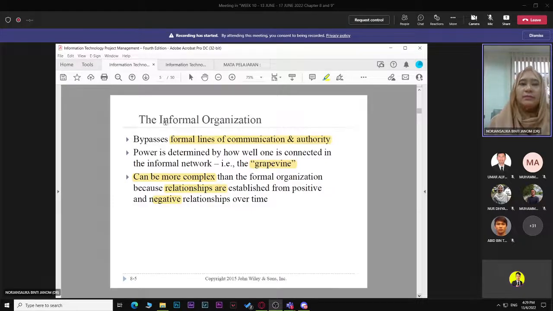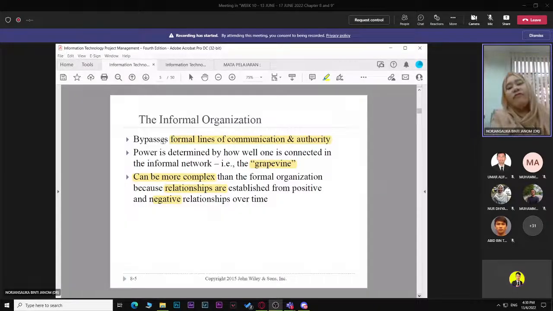So for the informal, it can bypass all of those just now. In informal, just imagine yourself in a group. You work in the same department, it's very formal. But there are outside activities. You have another WhatsApp group, for example a WhatsApp group for chatting about hiking, for everybody who likes to go hiking. In the department, maybe they form one group based on their hobby.